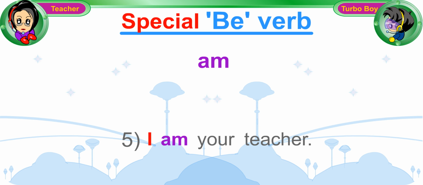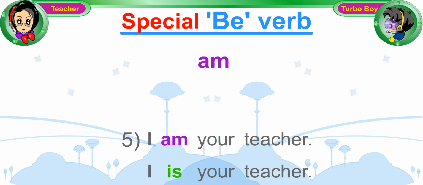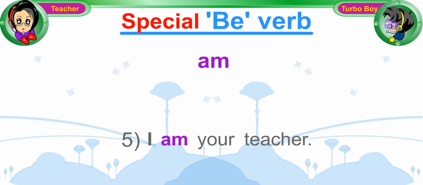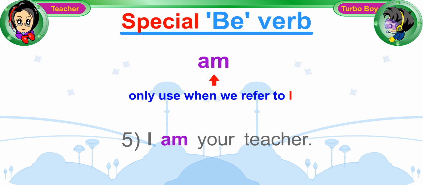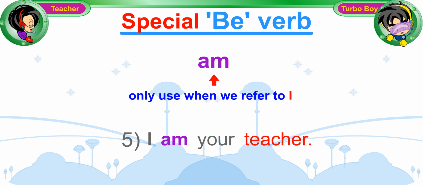Even though I refers to only one person, we cannot say I is your teacher. So, I is your teacher is incorrect. We can only use the be verb am when we refer to I. That's why we have to say, I am your teacher. That's easy. I can remember all this.